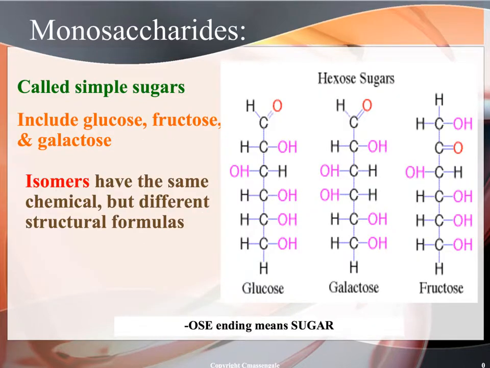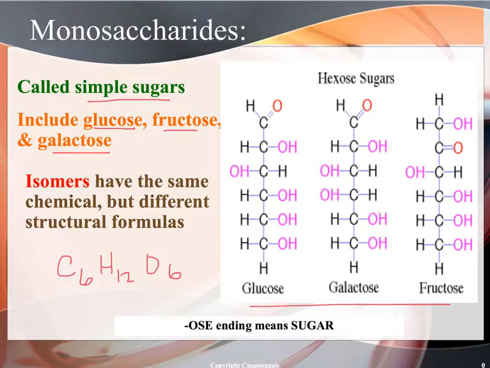So monosaccharides are called simple sugars, and they are things like glucose and fructose and galactose. And if you notice here, here's an example of these three sugars, and they all would have the structural formula of C6H12O6. But they look slightly different. In this case, if you look at the hydroxide and hydrogen position here, you see it is reversed between glucose and galactose.